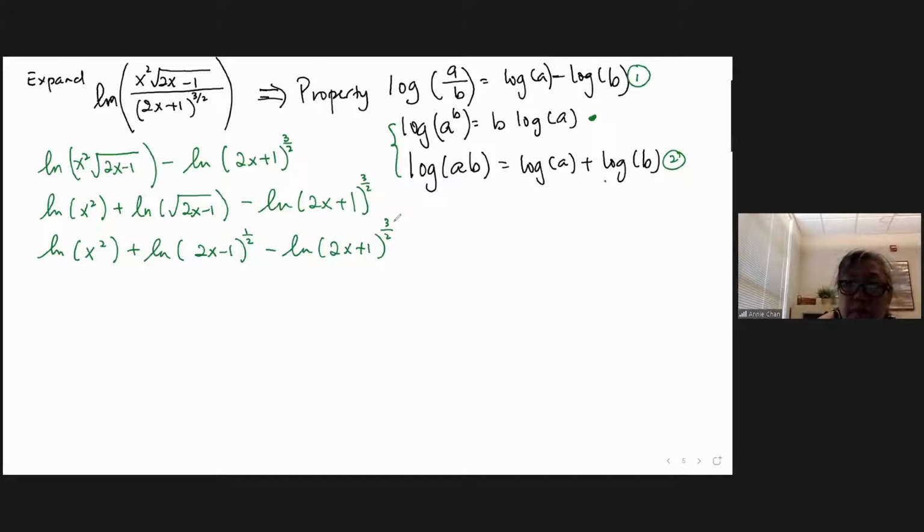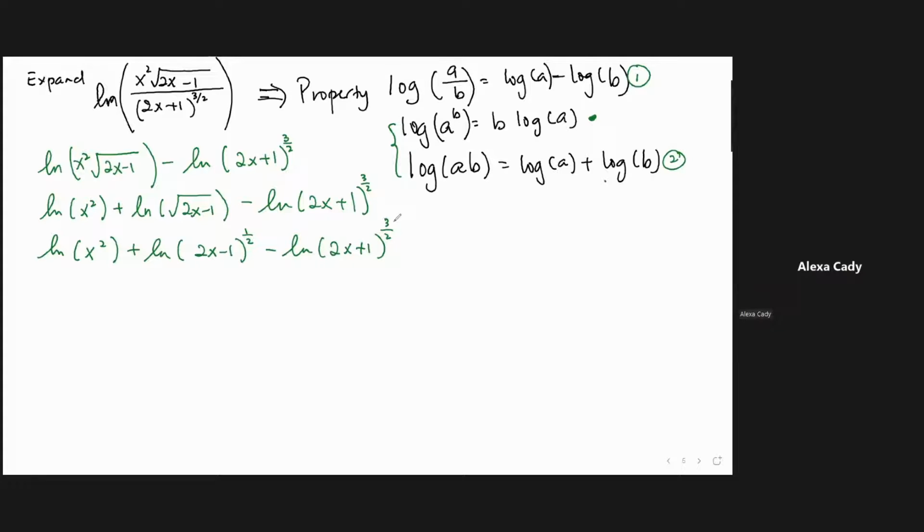Now what? I don't get how the 1/2 is the exponent. It gets rid of the square root.